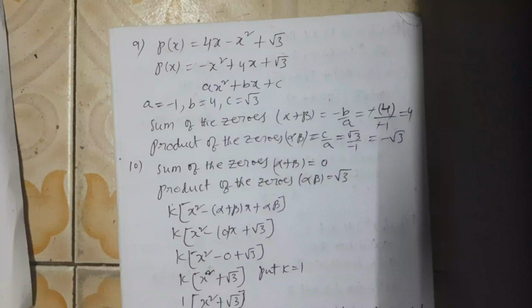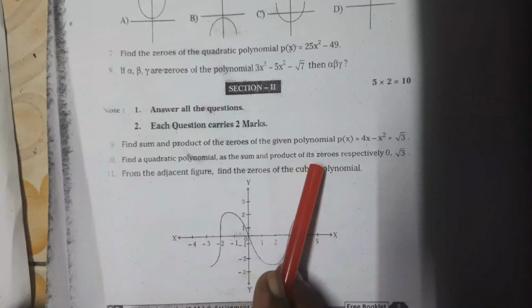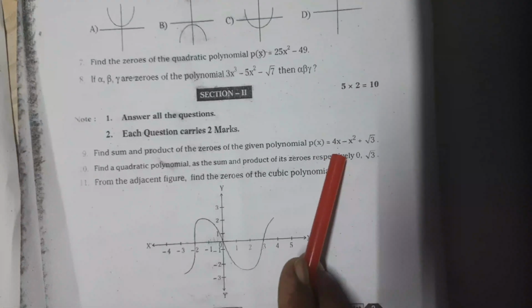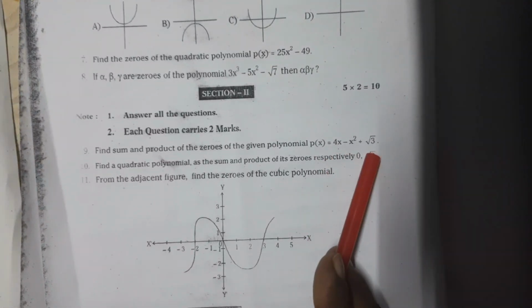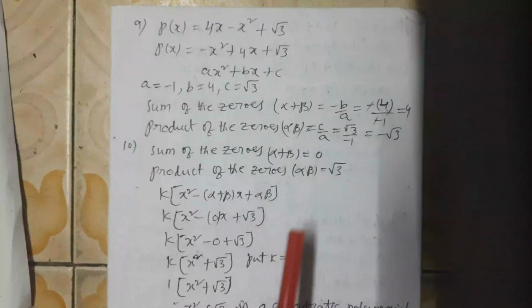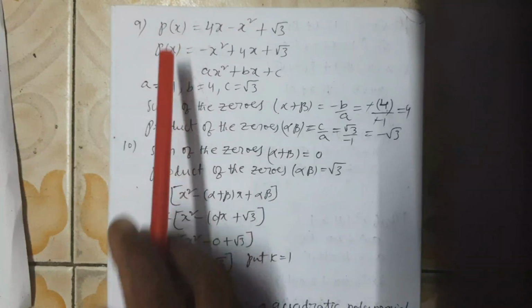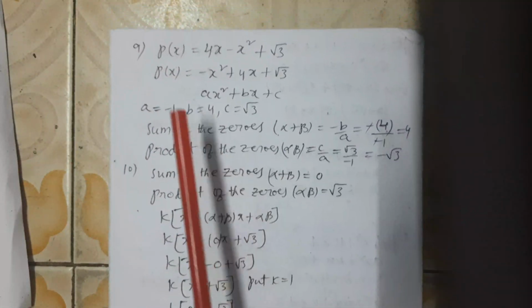9th question, what they have given. 9th question means question number 9. If you copy, it will be easy to solve also. You can watch it. Find the sum and product of the zeros of the given polynomial p of x is equal to 4x minus x square plus root 3. This is the given question. So what children? This is the question. Here the answer: 4x minus x square plus root 3, consider it as p of x.